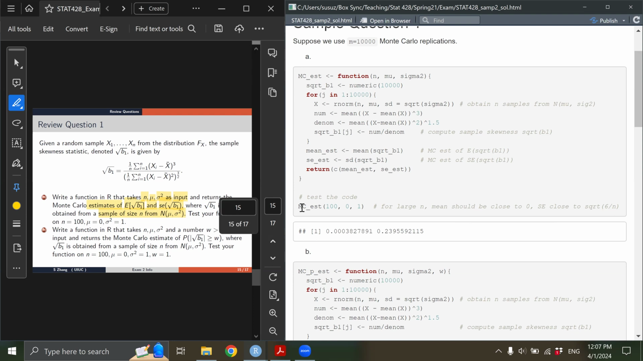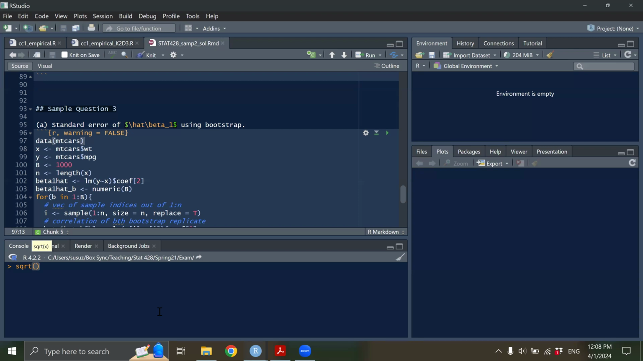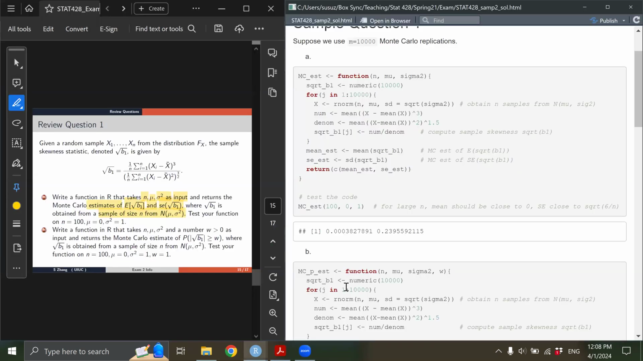If you plug in these arguments of n equals 100, mean of 0, and population variance of 1, you can see that the Monte Carlo estimates that we get are actually quite close to what we would expect. The mean is quite close to 0. Standard error, if you use R to compute the square root of 6 over 100, that's something close to 0.24. And it turns out that it is quite close to what we get using the Monte Carlo estimates.